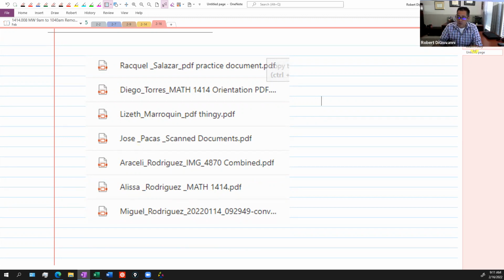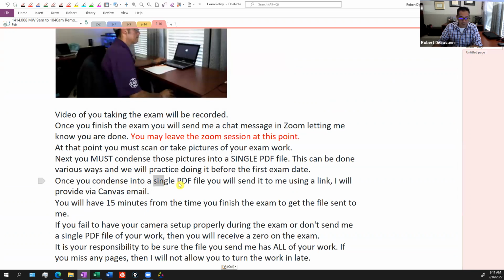So for those of you who did not do this, and don't know how, or at least haven't demonstrated to me how to get into a single PDF file, that is the expectation for the test. You're going to have all your pages, you're going to take pictures, you're going to condense it into a single PDF, and you're going to upload that to me. I will send you a link on the day of the test. I will email the class a link to upload the test. If you send me 7 pictures, I won't accept it. It's got to be a single file. Okay. Are we clear on this?